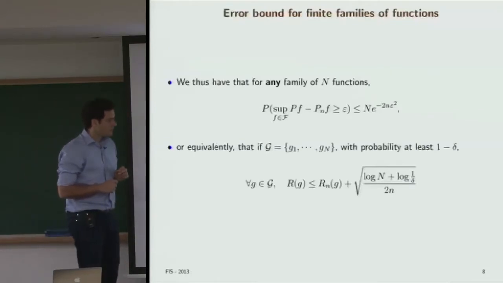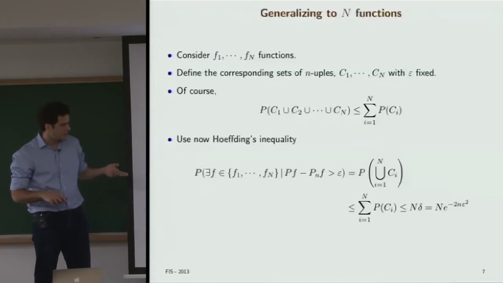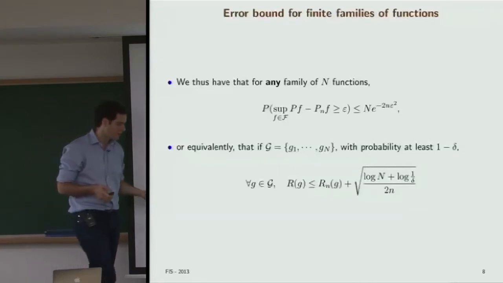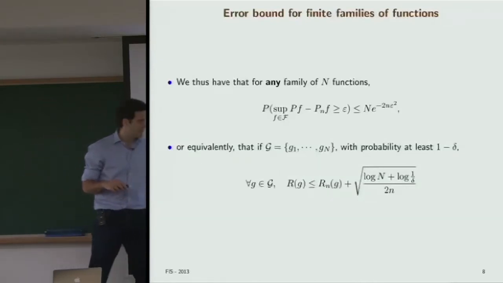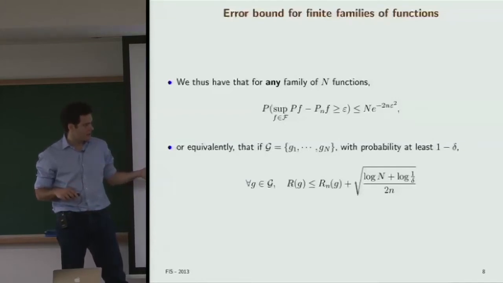So if you just rewrite this inequality, you get Hoeffding's bound for n functions, and you can also rewrite it in the way we've been doing, which is that with probability at least 1 minus delta, you set this to be delta, with probability at least 1 minus delta, the true risk of g is smaller than the empirical risk of g plus this bound here. Okay.